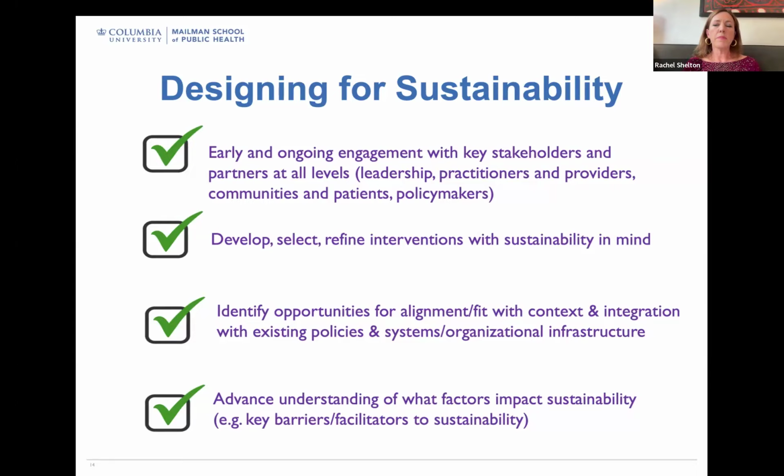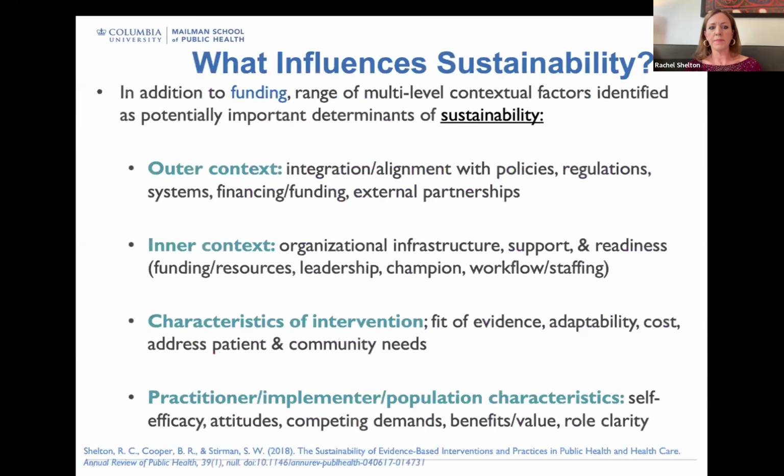And we might also want to think about that broader alignment. If it's being embedded within a larger organizational infrastructure, how does it align again with existing priorities there? How does it fit? Are there opportunities for integration within existing programs? What are some of the policies in place that might support it? So that policy and systems alignment is really critical. And then we also have to think about and understand what are some of the specific barriers to sustainability that we need to be thinking about up front.